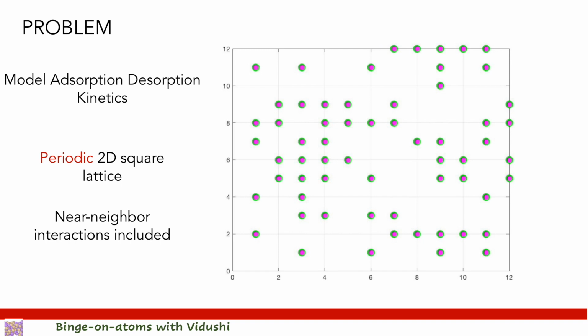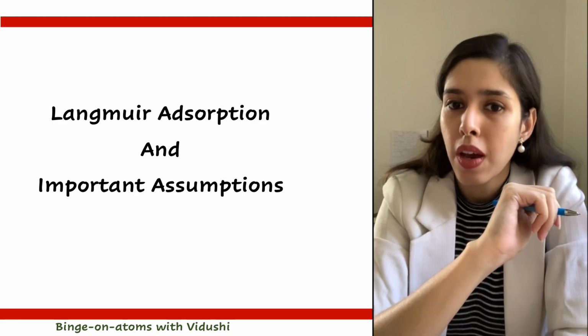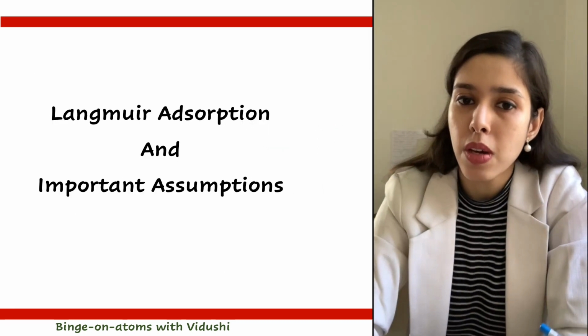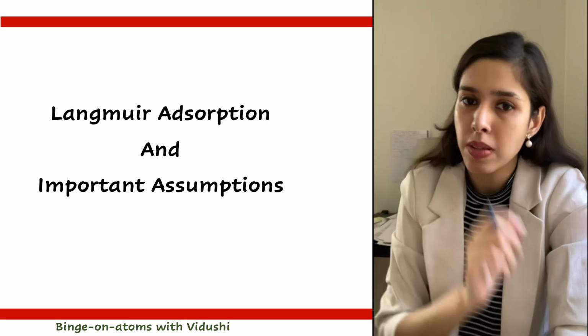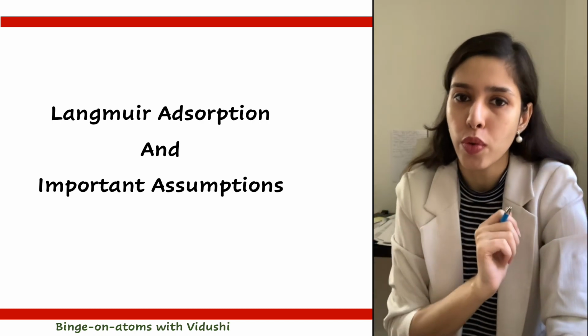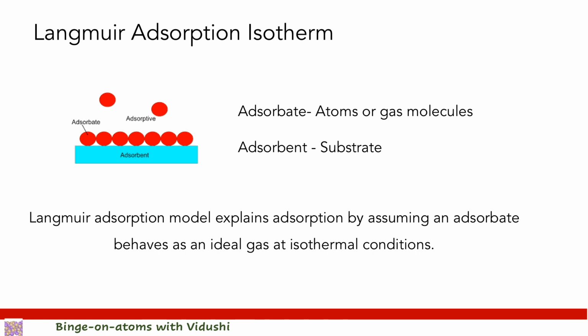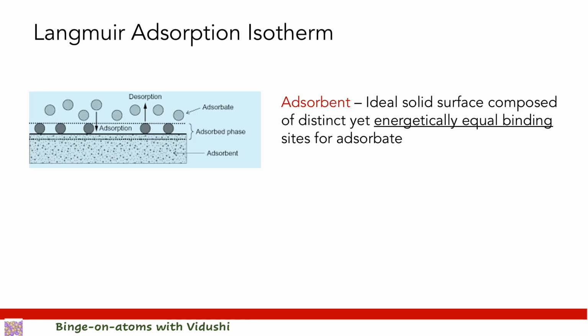also be included. So now that I have described the problem statement, I will discuss some basics of Langmuir adsorption before moving forward to our MATLAB code. The Langmuir adsorption model is the most idealistic model, where it is assumed that the adsorbate, binding atoms or molecules, behave as an ideal gas at isothermal conditions. This model is grounded on several assumptions.